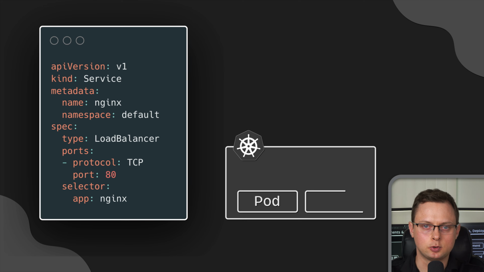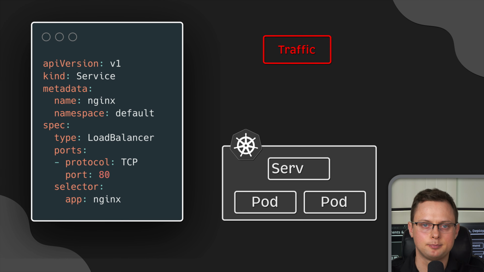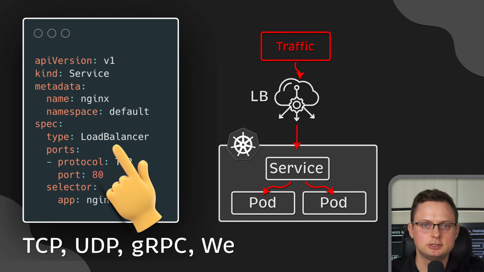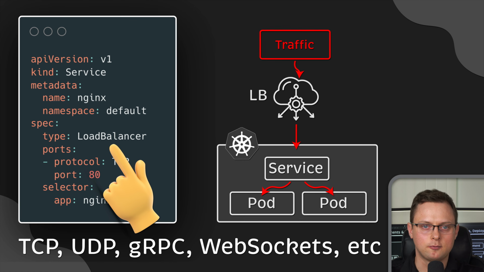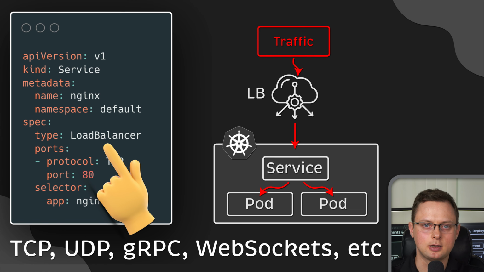If you want to expose an application directly, you can use the load balancer type. It will map one application per load balancer. In this case, you can use almost any kind of protocol: TCP, UDP, gRPC, WebSockets, and others.